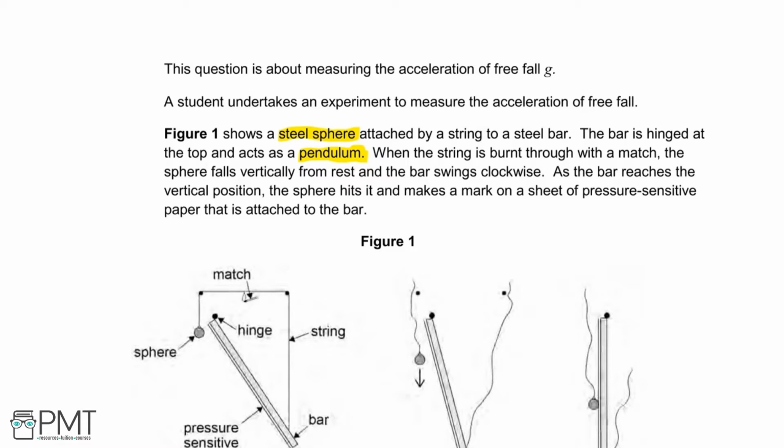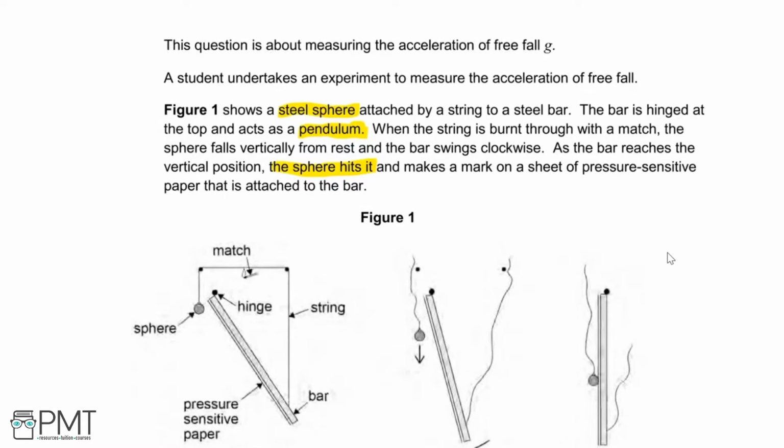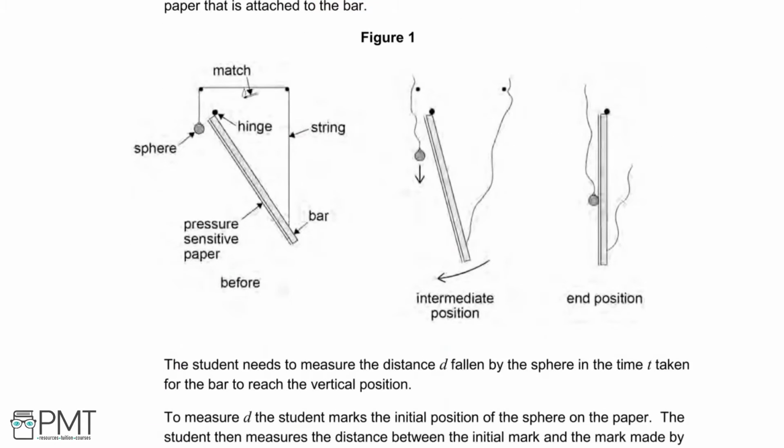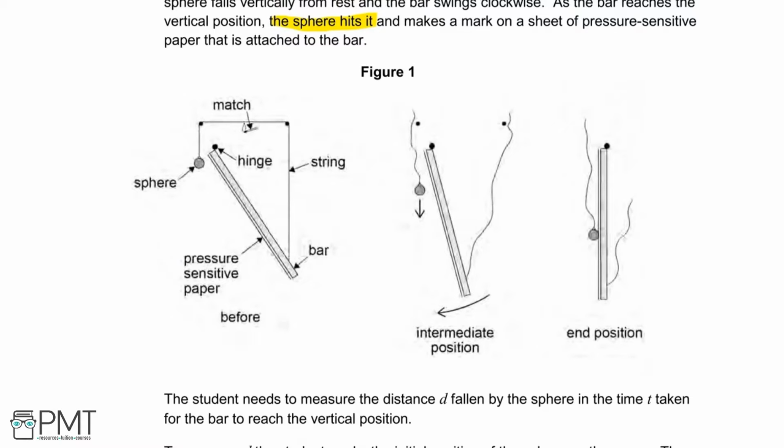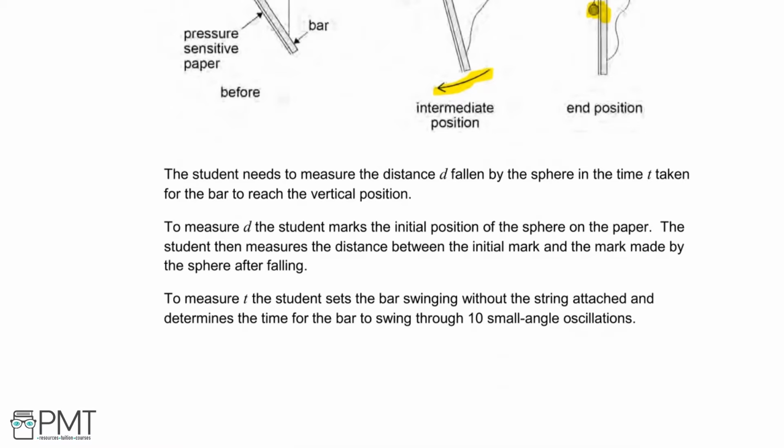As the bar reaches the vertical position, the sphere hits it and makes a mark on a sheet of pressure-sensitive paper that is attached to the bar. So we've got a diagram here that shows that swinging of the bar, and it comes down to meet that sphere when it's fallen a certain distance. The student needs to measure the distance d fallen by the sphere in time t taken for the bar to reach the vertical position.